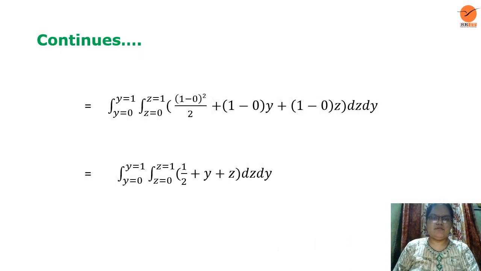Now the problem continues. In this step, we apply the x limits to the expression. Integral y equals 0 to 1, integral z equals 0 to 1, and we apply the x limits: 1 minus 0 whole square by 2 plus 1 minus 0 into y plus 1 minus 0 into z, dz dy. Now the step is converted to integral y equals 0 to 1, integral z equals 0 to 1, of 1 by 2 plus y plus z, dz dy.